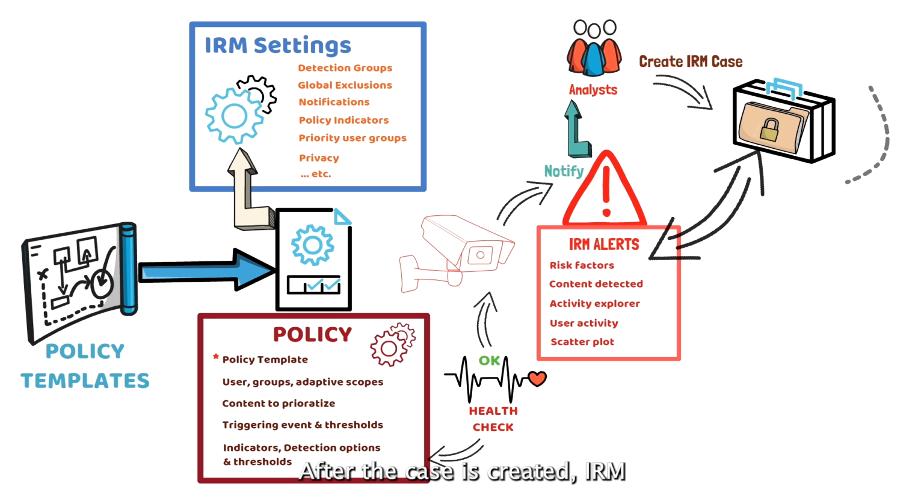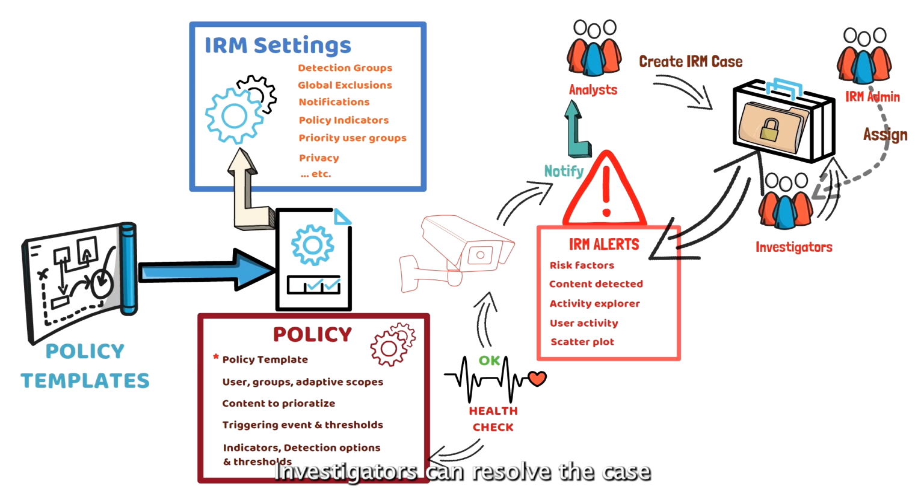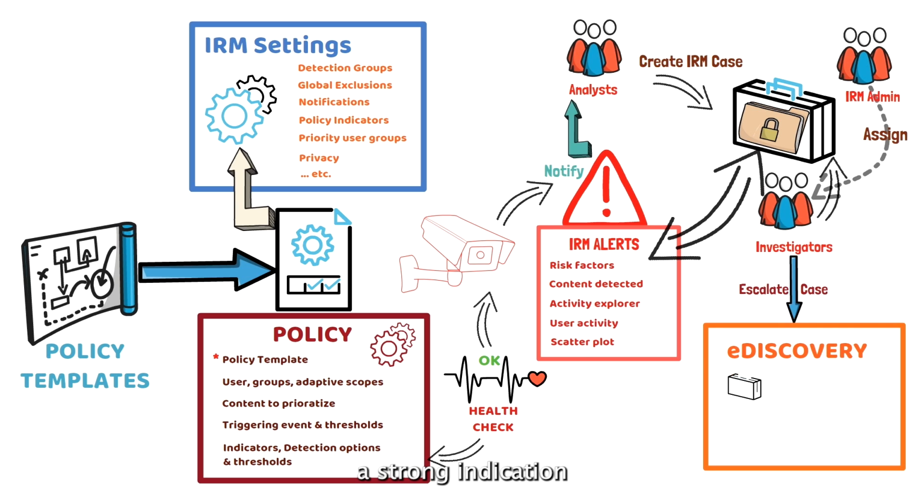After the case is created, the IRM admin can assign investigators to this case. Investigators can resolve the case or escalate it for investigation, which would normally happen if there is indeed a strong indication of nefarious activity. Escalation of the case leads to the creation of the e-discovery IRM case. IRM case investigators do not have access to the case created in e-discovery. E-discovery managers will be the ones taking care of the e-discovery IRM case.